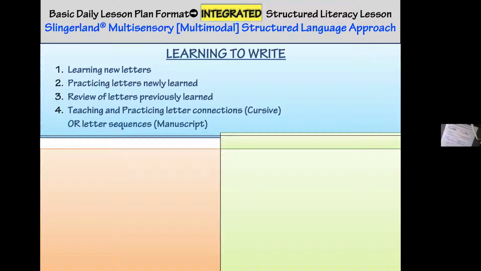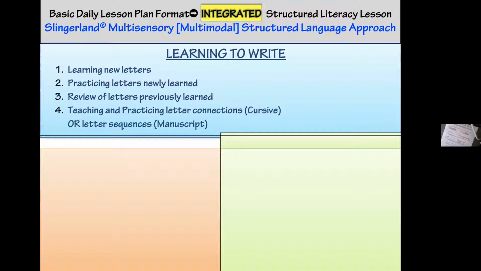And so what's there for number 4 is teaching and practicing letter connections. But we also have classes in summer school that aren't part of the teacher training. And some of the younger classes are manuscript classes. And I discovered that some of the teachers were not doing number 4 because they weren't doing cursive.